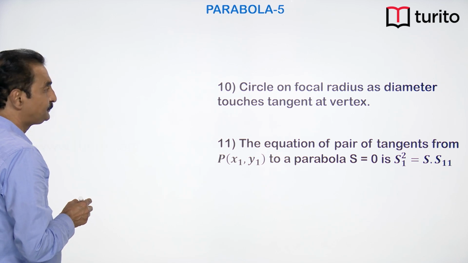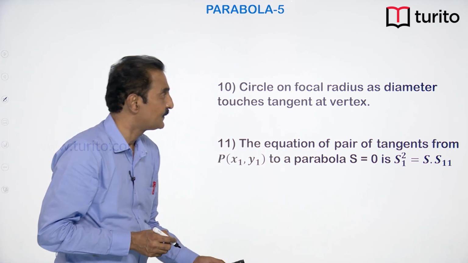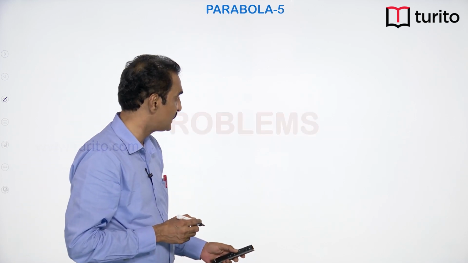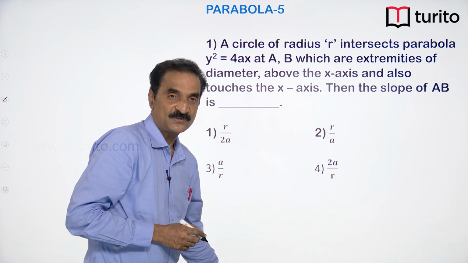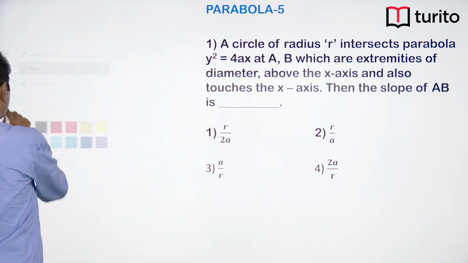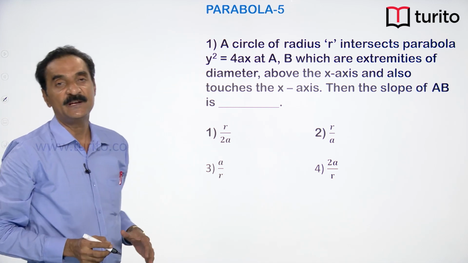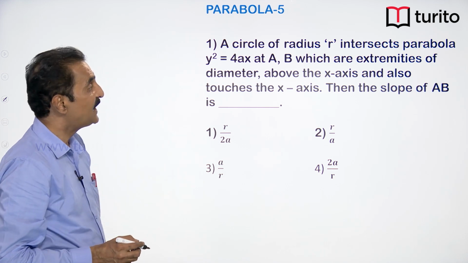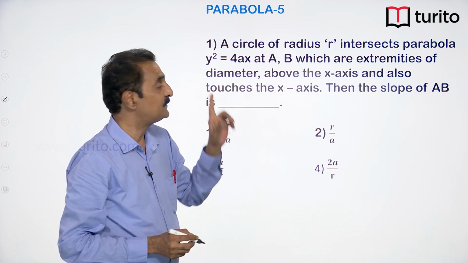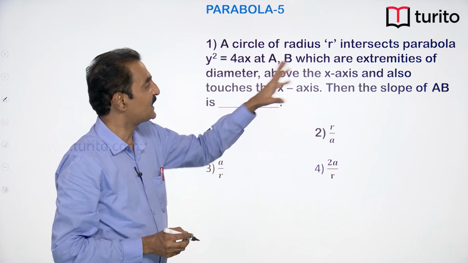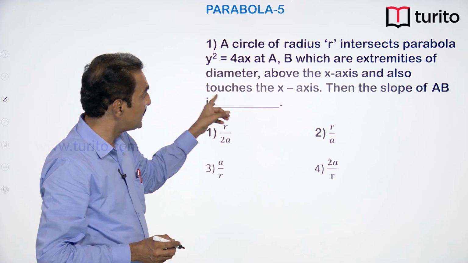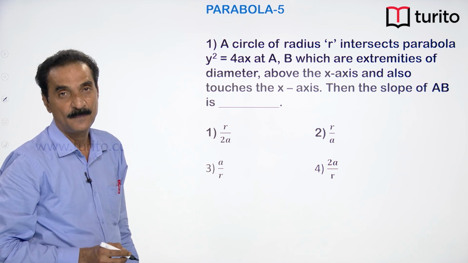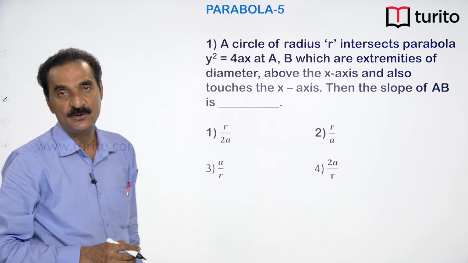Now, we are going to solve some questions on this theory discussed so far. First question: a circle of radius r intersects the parabola y square is equal to 4ax at A and B, which are extremities of diameter above the x axis and also touches the x axis. Then what is the slope of the chord AB? Actually, this was a previous JEE question.